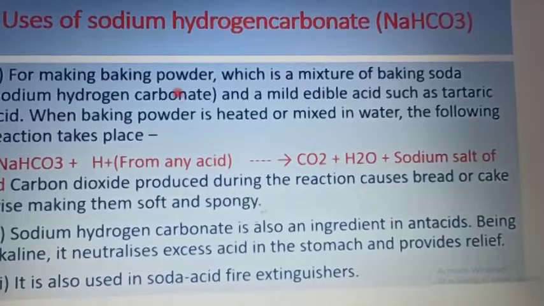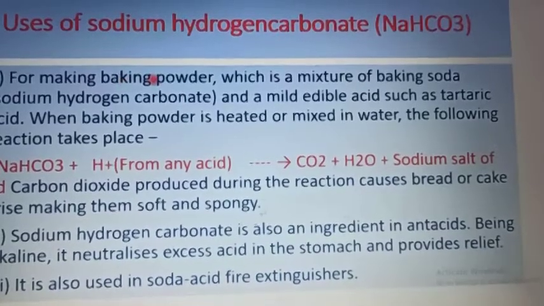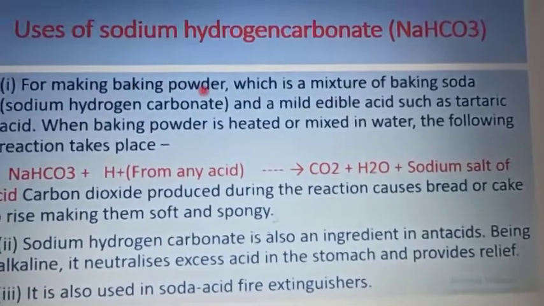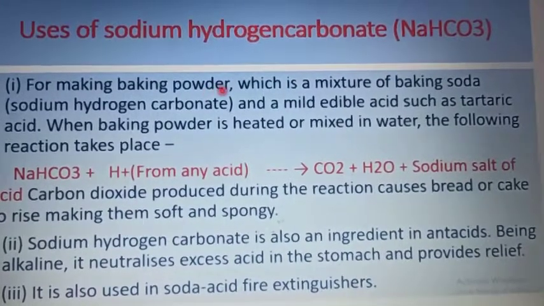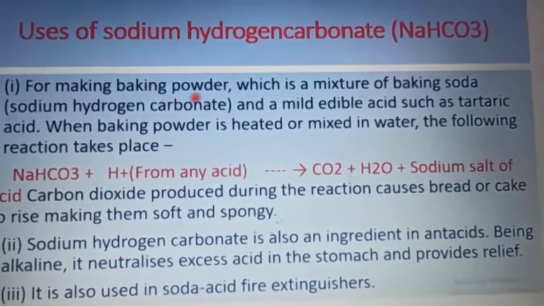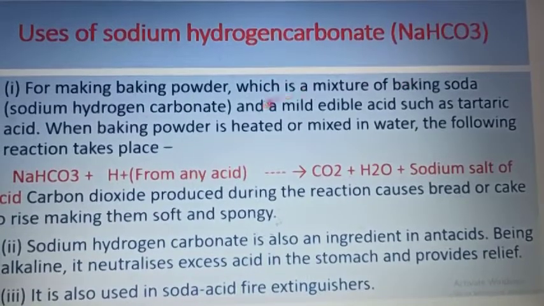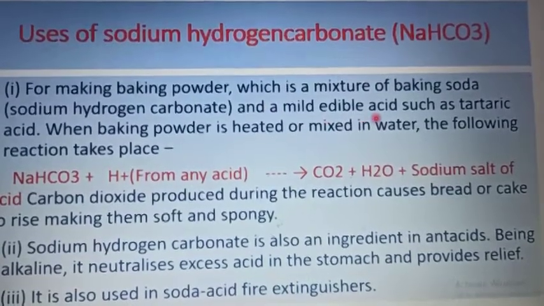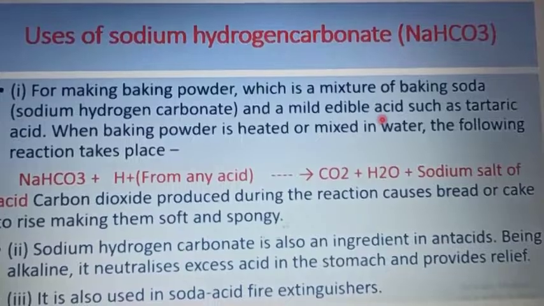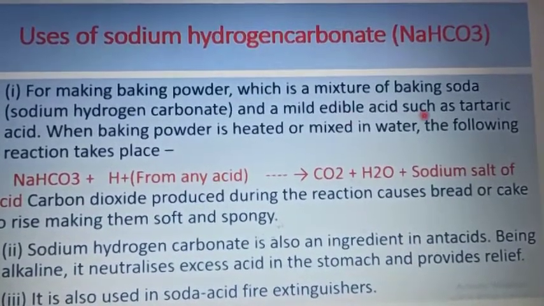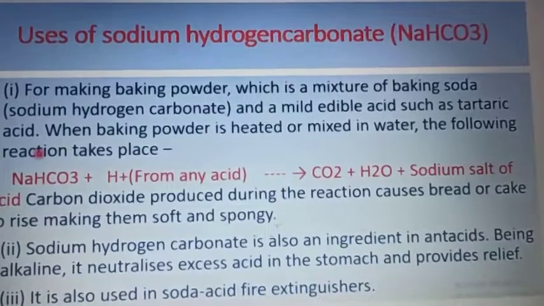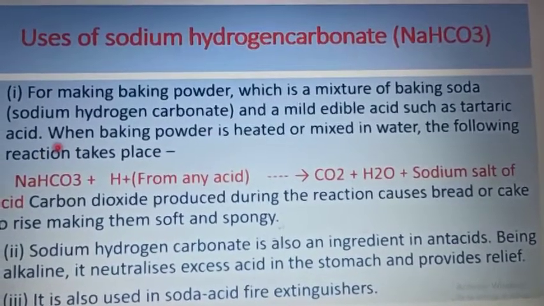Other than that, it is used for making baking powder. Baking powder is also used in many preparations, and this baking powder is a mixture of baking soda and a mild edible acid. Edible acid means which can be eaten, right? Such as tartaric acid. Tartaric acid is also used in some preparations.